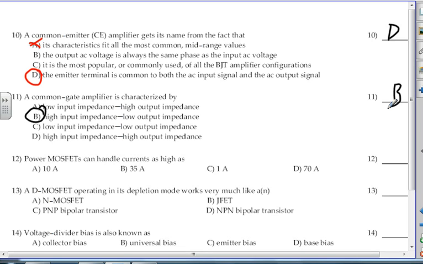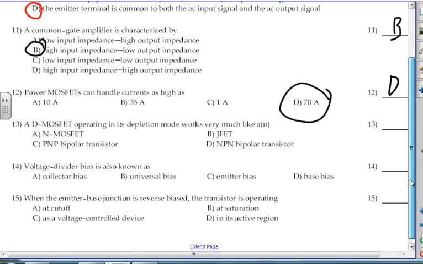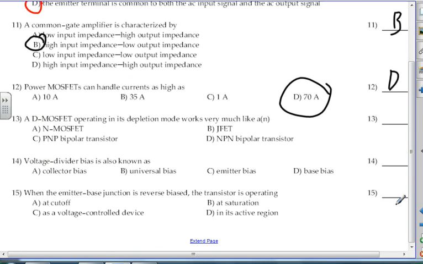Power MOSFETs can handle currents as high as Bravo. Oh, I don't know. I'd go with the high one. I'd go all the way. Yeah, I can't think of any reason why it can't go to 70 amps or 1,000 amps for that matter. You think it's B? Yeah.